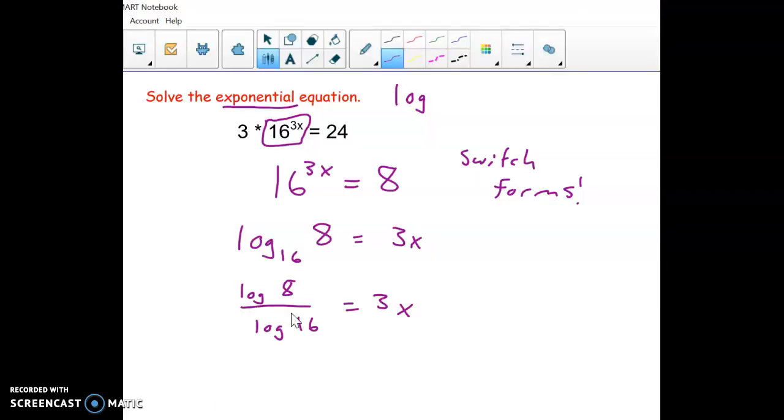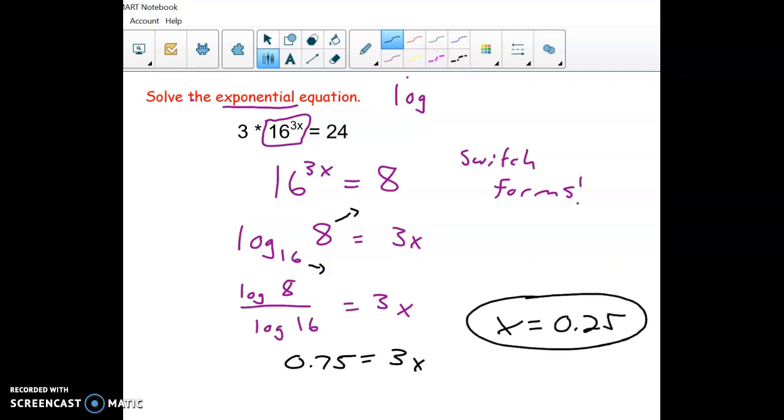Just kidding. Anyways, when you do change of base, just a reminder again that the number that's already up high goes up, and the other one goes down low. So that's why it's log 8 over log 16, not the other way around. So we just did that to get 0.75. Then we're going to divide by 3. So we get 0.25 as our answer.